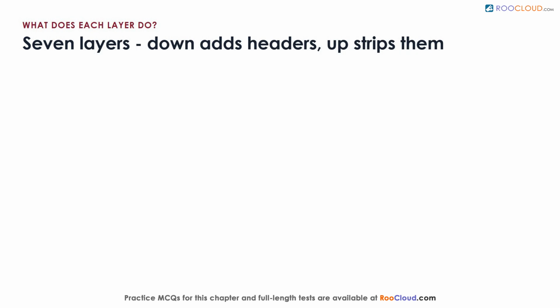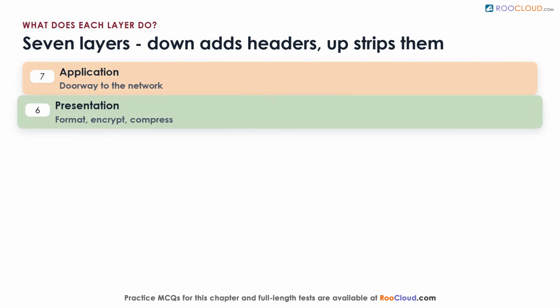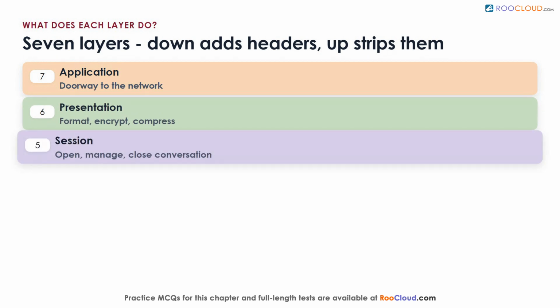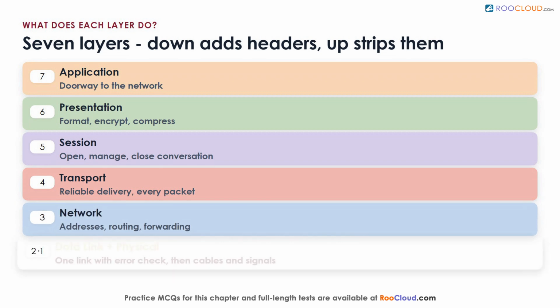So what does each layer do? Let's walk down the stack. The application layer gives programs a doorway to the network. The presentation layer formats the data, handling things like encryption and compression. The session layer opens, manages, and closes the conversation between systems. The transport layer delivers data reliably and confirms every packet arrives. The network layer handles addresses, routing, and forwarding. The data link layer moves data across one physical link and checks for errors. And the physical layer is the actual cables and signals.